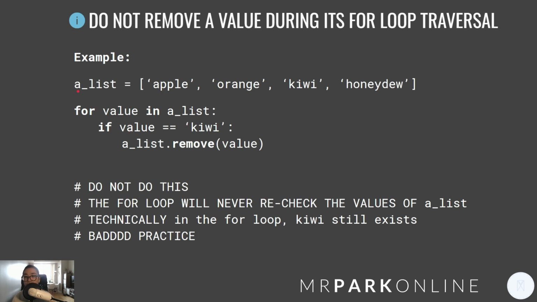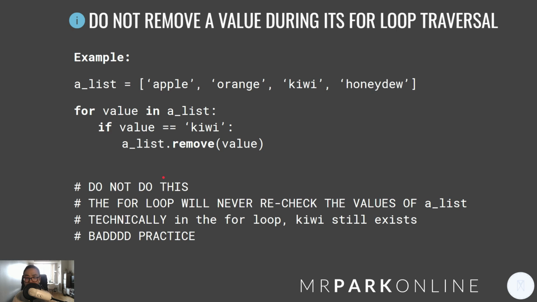Because right now we have a list equal to apple, orange, kiwi, and honeydew, and we're saying, for value in a list, so value is going to represent apple, orange, kiwi, honeydew. It's going to loop 4 times, representing each item in our list right now. And we're saying, hey, if value is equal to kiwi, we're going to do remove. And this is common code that a lot of beginner Python programmers will write.